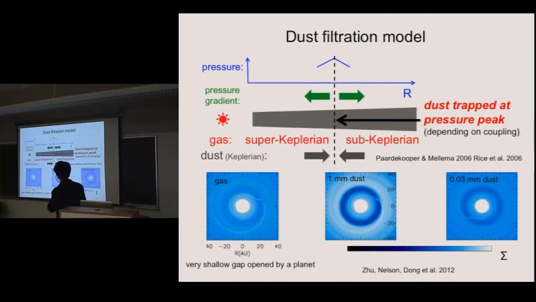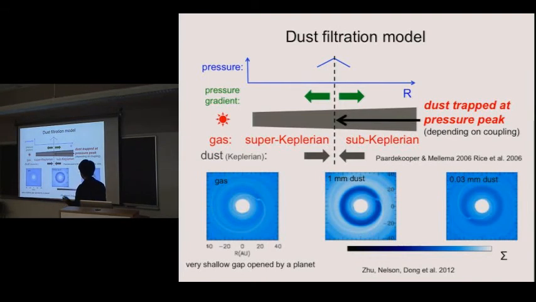This is a simulation done using Fargo. For the gas, there's a planet opening a gap here. The planet doesn't need to be very massive. This is a very shallow gap. Then this is a density map for 1 millimeter size dust. The dust filtration works here to trap the dust at the gap edge, and no dust can pass the edge. So you have this very deep depletion of 1 millimeter dust.